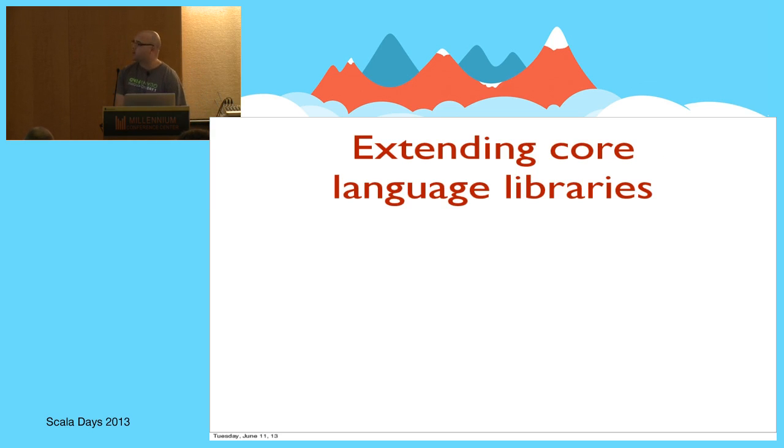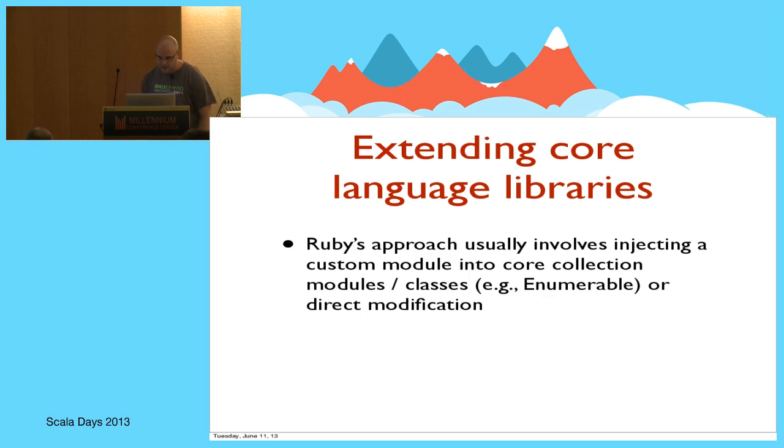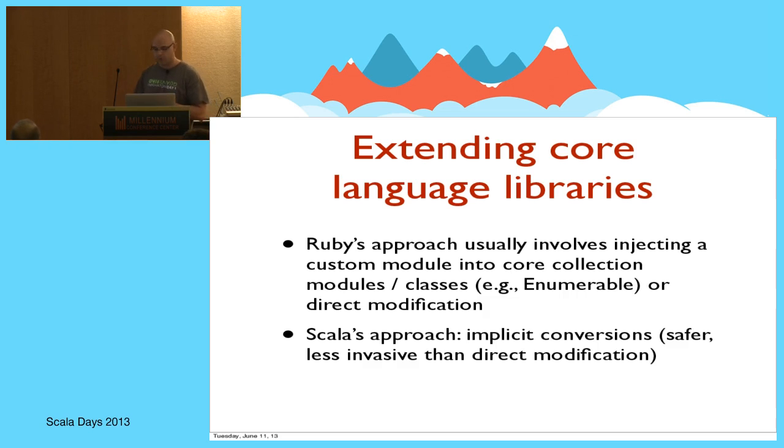So let's talk about extending core language libraries. First of all, Ruby's collections library and Scala's collections library are both very rich. They have a lot of great methods, but one of the things that we like to do is add new methods to them. So how would you go about doing something like this in Ruby, where you want to extend the collections library? At its core, Ruby's collections are all enumerable. That's where you get the map and the filter and those guys. So it's quite common for libraries to augment enumerable.